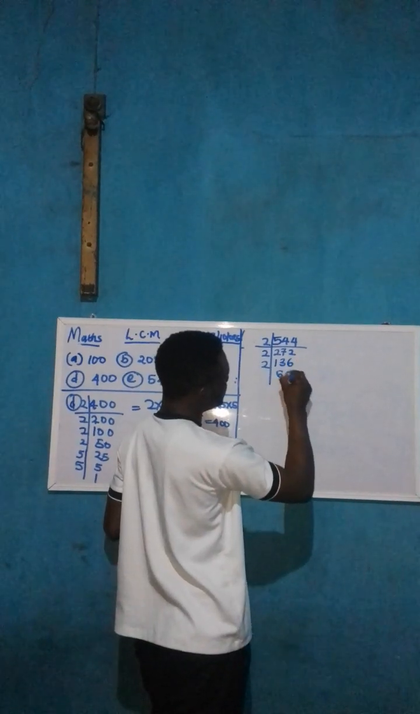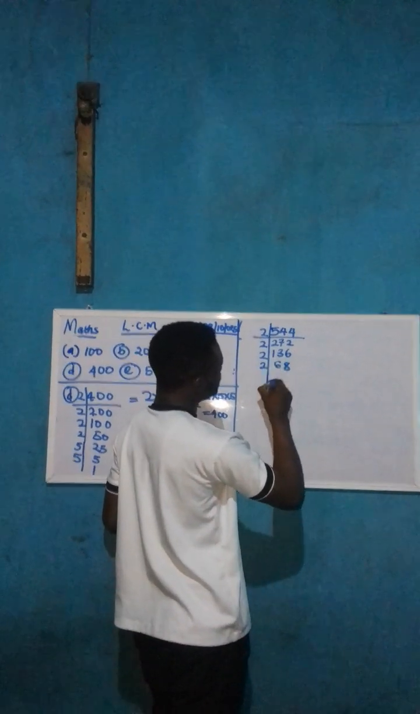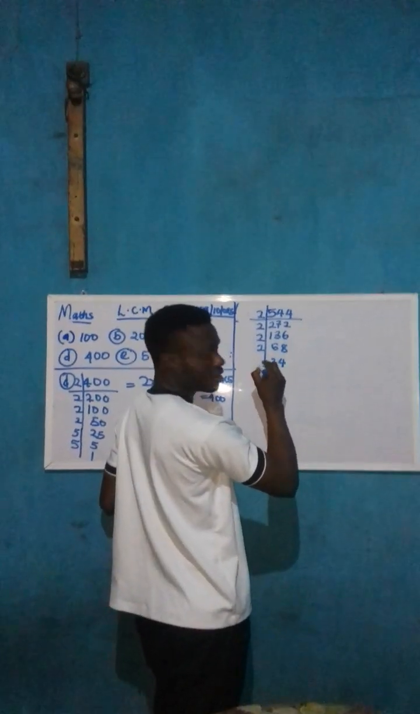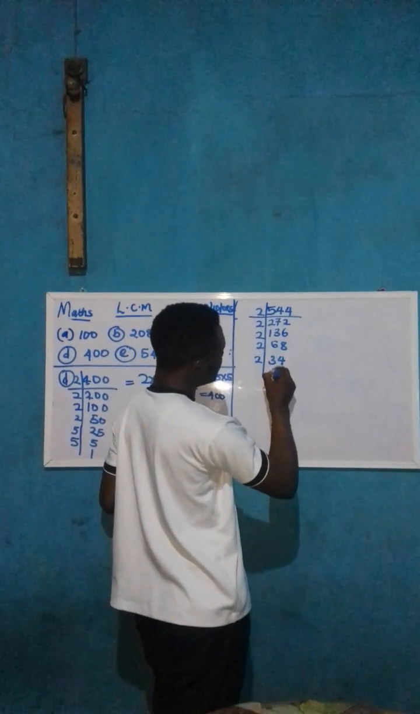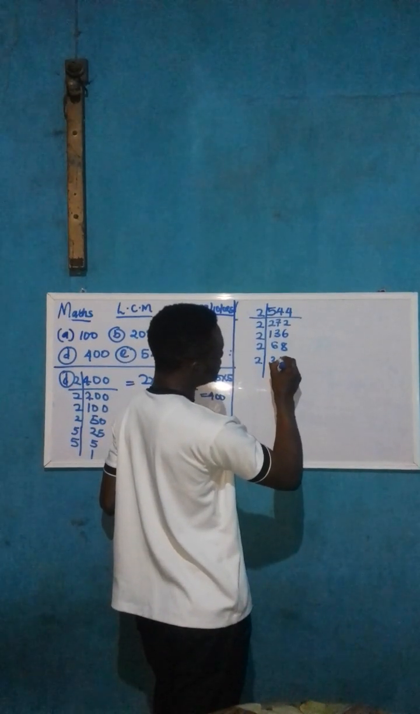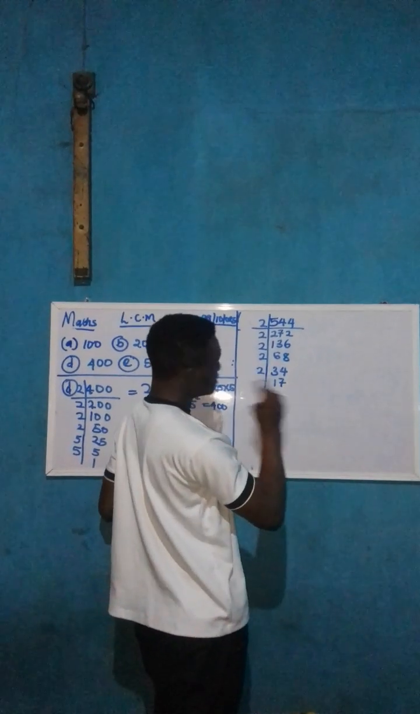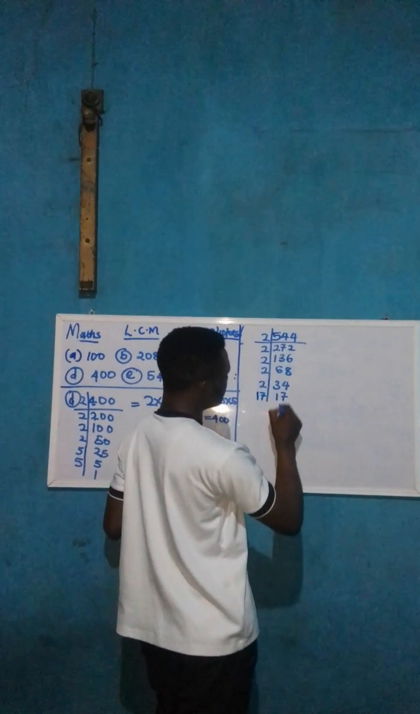2 in 16 is 8. 2 in 6 is 3. 2 in 8 is 4, right? Now 2 in 3, 1. We bring the 1 here. It's 14. 2 in 14, 7, right? Now 2 cannot divide this. The only thing that can divide is 17. So we just put 1.